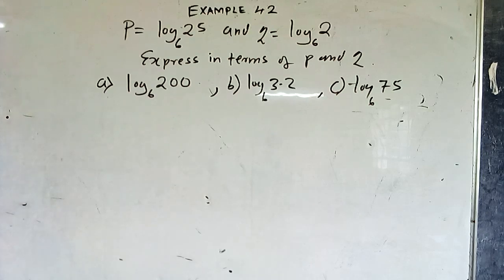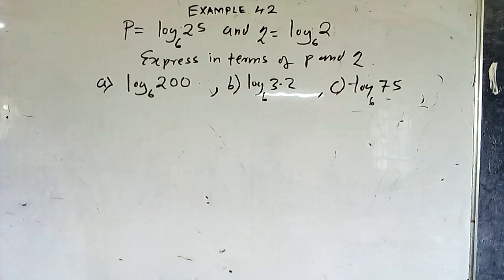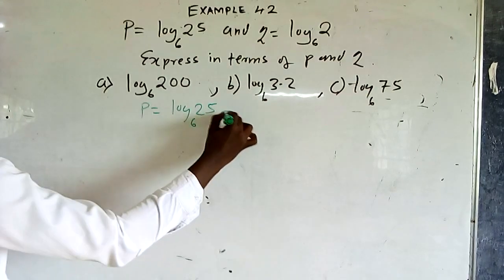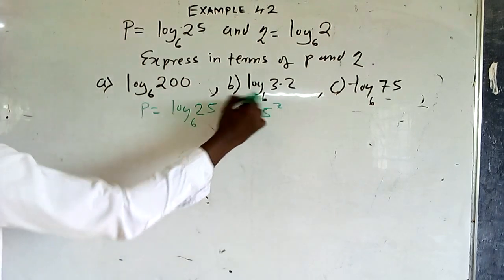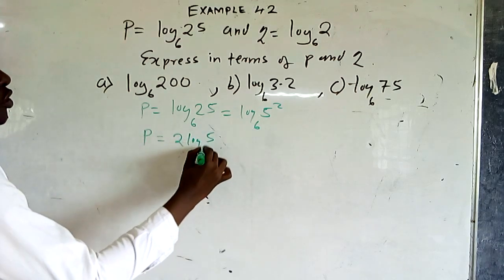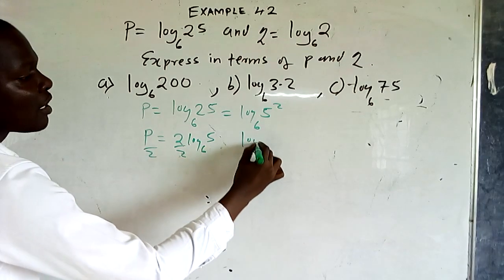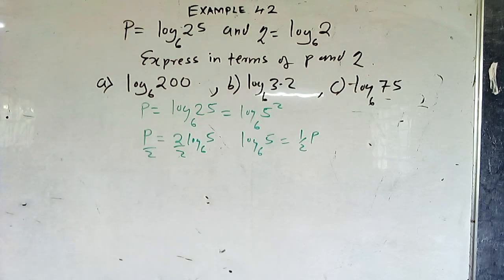So the first thing, you must write these numbers in terms of 6, 2, and 5. So 25 can be factorized, isn't it? There you have P is equal to log 25 to base 6. This is the same as log 5 squared to base 6. So the square can become the coefficient. It means P is equal to 2 log 5 to base 6. Are we together? If you divide both sides by 2, you get log 5 to base 6 is a half P. So where you see log 5 to base 6, you put a half P.